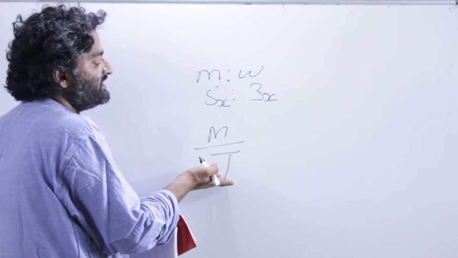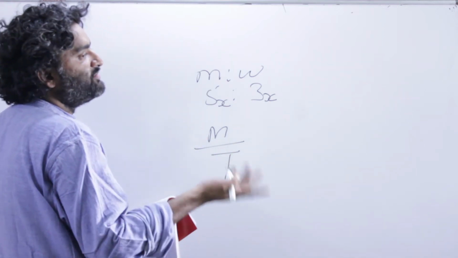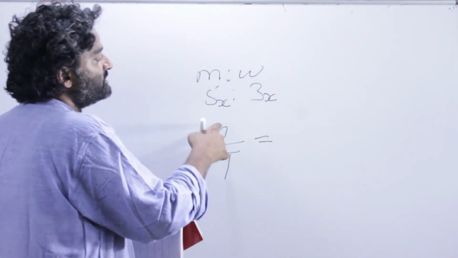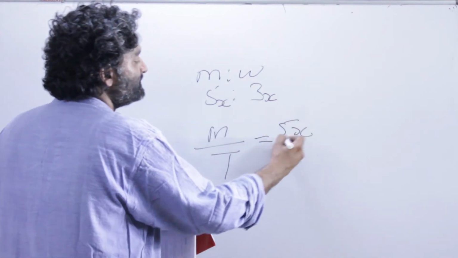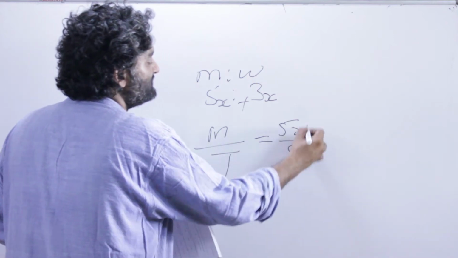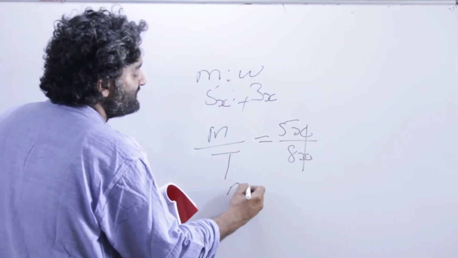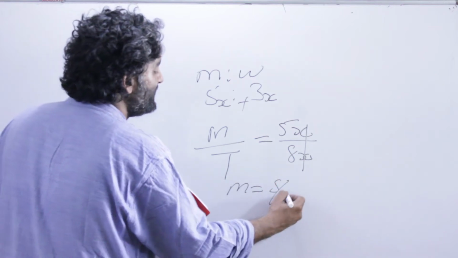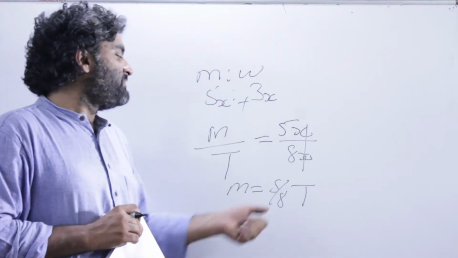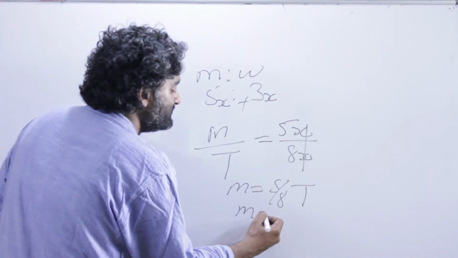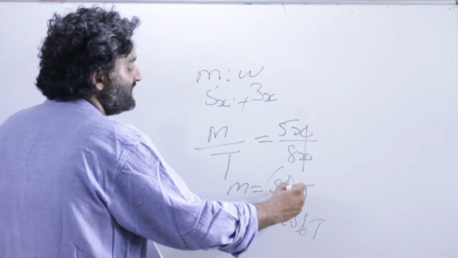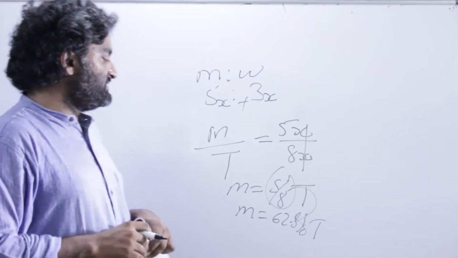Percentage of milk, that means essentially it is asking you to find the relationship between milk and total. Milk is what percentage of total, and we know to find any percentage relationship, if I put them in the numerator denominator form, my task is mostly done. So milk is how much? Milk is 5x, and total is how much? Milk and water, total would be 8x. This x gets cancelled. So milk is 5 by 8 of total. 1 by 8 is 12.5%, 5 by 8 would be 62.5% of the total.